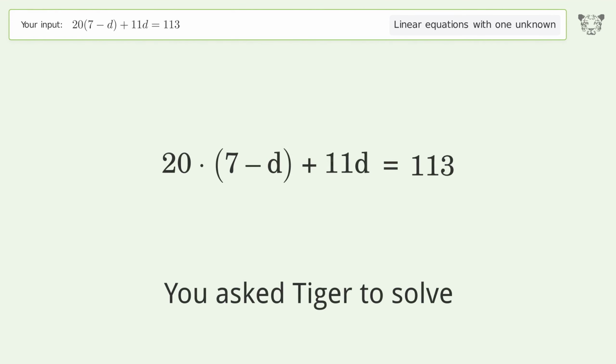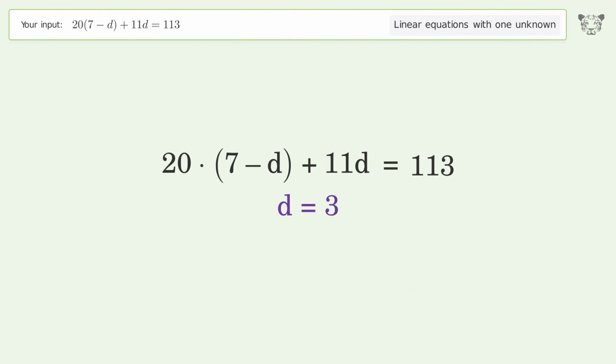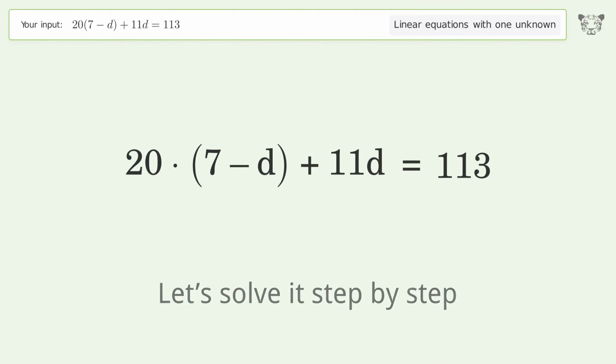You ask Tiger to solve. This deals with linear equations with one unknown. The final result is d equals 3. Let's solve it step by step.